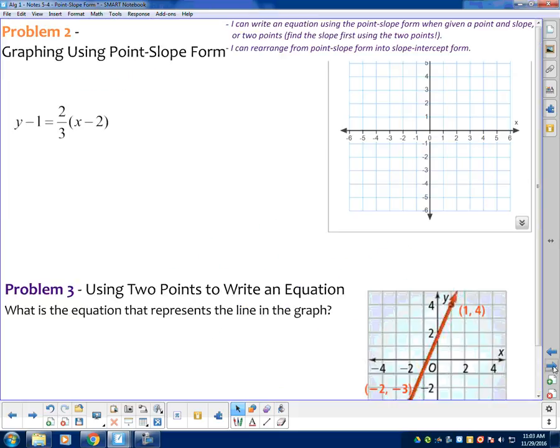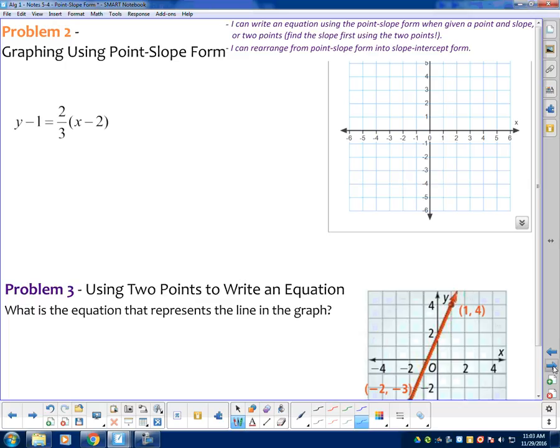All right, it says graphing using point slope form. So this time I'm given the equation of the line in point slope form, and I have to identify x1, y1, and the slope. So we talked about this earlier. All we need is 1 point on the line, and then the slope will tell us where to go from that 1 point to get as many points as we need to be able to graph the line.